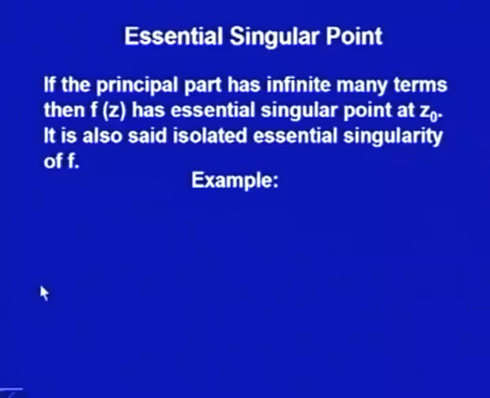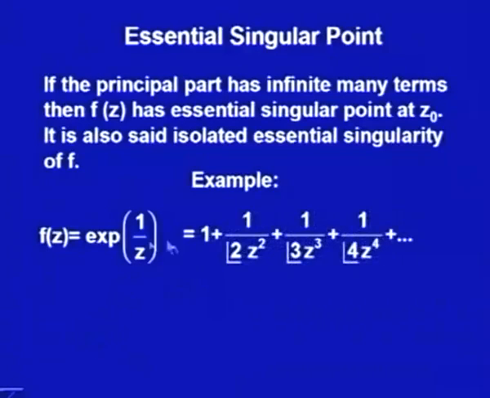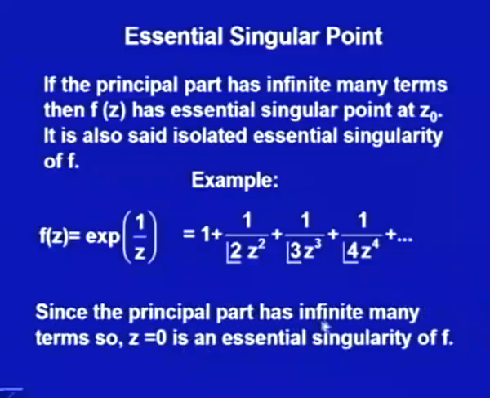So, for example, if I take the function exponential of 1 upon z, that is e to the power 1 by z. If I write its Maclaurin expansion, we do know it is 1 plus 1 upon z plus 1 upon factorial 2 z square plus 1 upon factorial 3 z cube plus and so on. Now, you see we will have infinitely many terms in this one, that says at z equal to 0, it is an essential singularity. So, the principal part has infinitely many terms. So, z equal to 0 is an essential singularity of f.